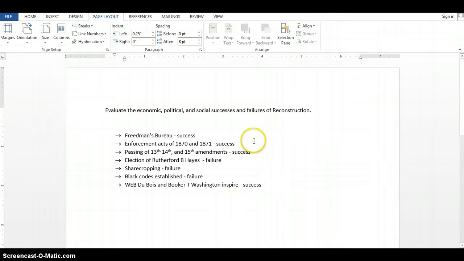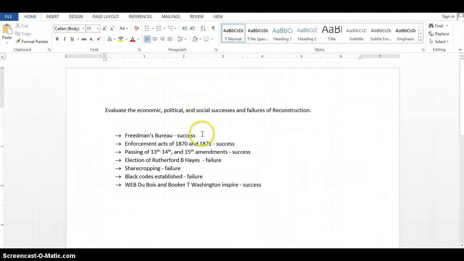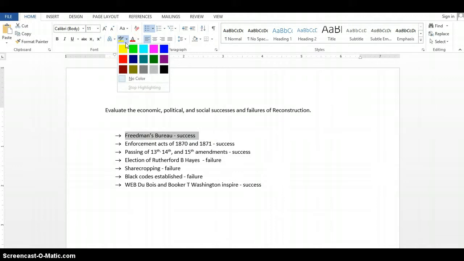Now, the next thing we're going to do is we've labeled successes and we've labeled failures, but we need to go through and talk about the economic, political, and social aspects of these successes and failures. So what we do now is go through each of these and organize them into categories that we are ultimately going to be using for our assertions. So for each one of them, I'm going to color them different colors. Freedmen's Bureau, we could say it's a political or social success. Actually, we could say it's an economic success as well, I think.